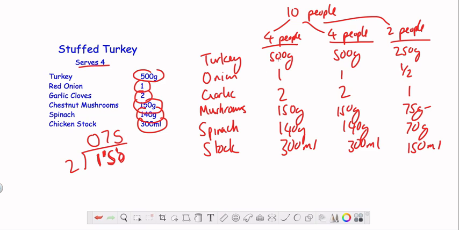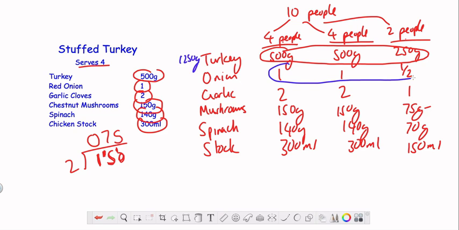What you then need to do, because we've got 4 people plus 4 people plus 2 people makes 10 people, is add these up. So for the turkey, let me just choose a different color. For turkey, it's 500 plus 500 plus 250 is 1,250 grams. Right, for onions, we need 2.5 onions. That's 1 add 1 plus half, that makes 2.5 onions.